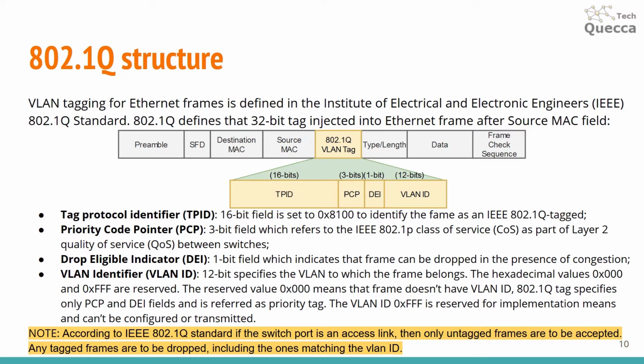The hexadecimal values 000 and FFF are reserved. The reserved value 000 means that the frame doesn't have a VLAN ID. The 802.1Q tag then specifies only the PCP and DEI fields in this frame, and it is referred to as a priority tag. The VLAN ID FFF is reserved for implementation use and can't be configured or transmitted. And the last note: according to the 802.1Q standard, if the switch port is configured as an access port, then only untagged frames are to be accepted on this port. Any tagged frames are to be dropped, including the ones matching the VLAN ID.